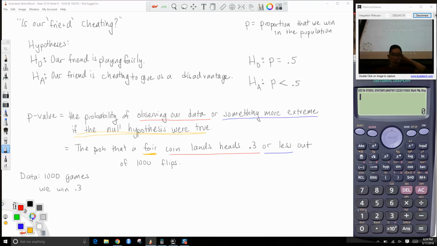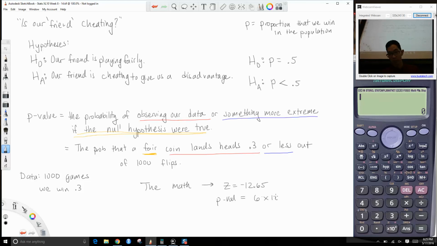All right, and we did the math here, and the math from a few slides ago said that our z ends up being negative 12.65, and the p-value associated with that is on the order of 6 times 10 to the negative 37, I think. Just something very extreme.